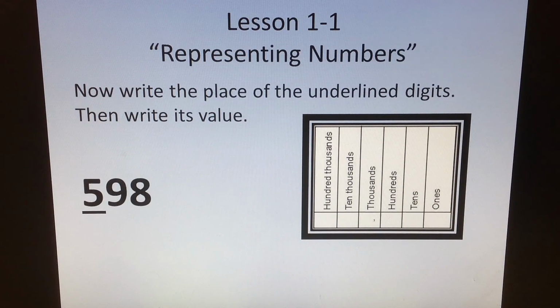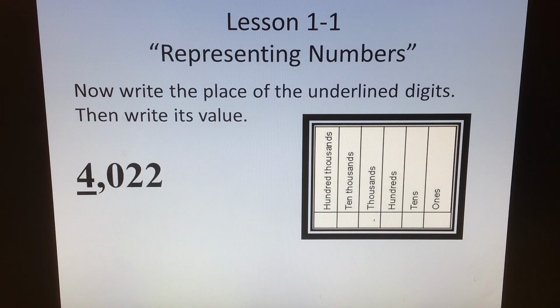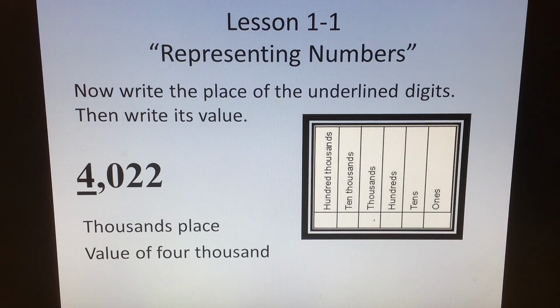Here's another one. What's the place of the underlined digit? What's the value? Hundreds place, and a value of 500. What's the place of this underlined digit? What's its value? It's in the thousands place, and the value is 4,000.